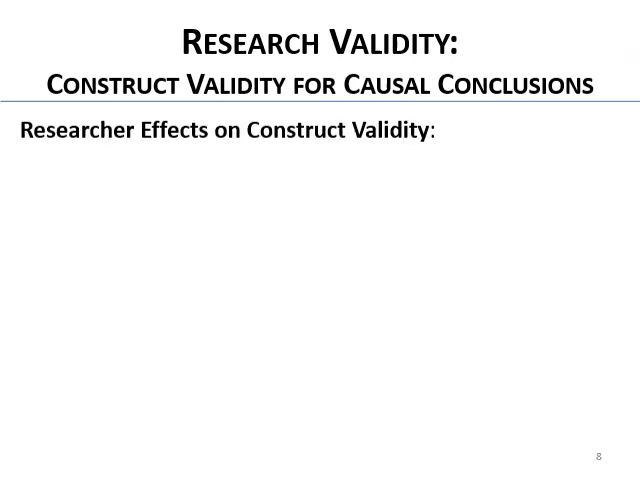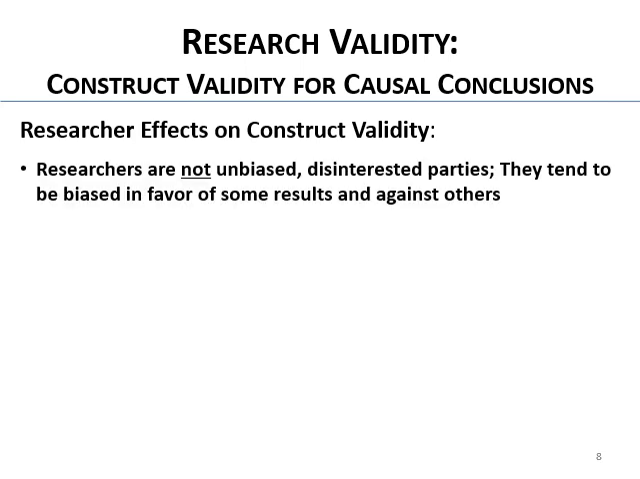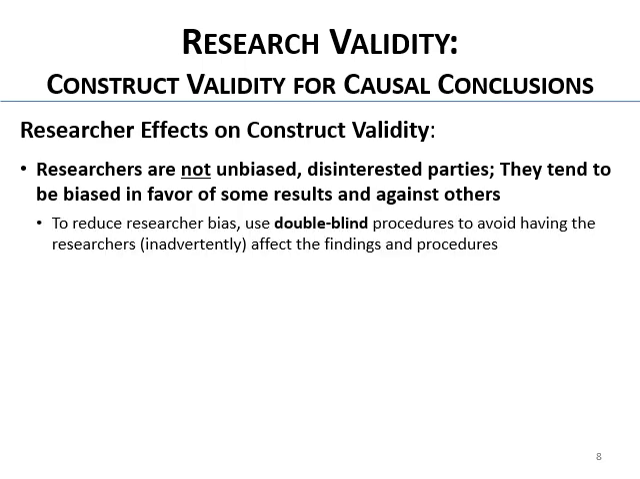So there are also researcher effects on your construct validity. Just a little bit of review from last week, but researchers are not unbiased. They're not disinterested parties, and we tend to be biased in favor of particular results. It's really hard to not want your hypotheses to be supported, and so you may intentionally or not affect how your participants respond to things in your study.